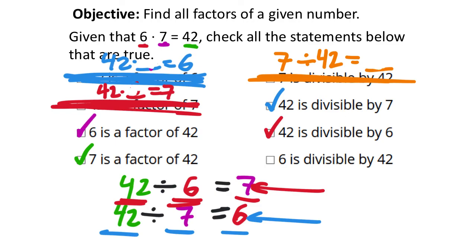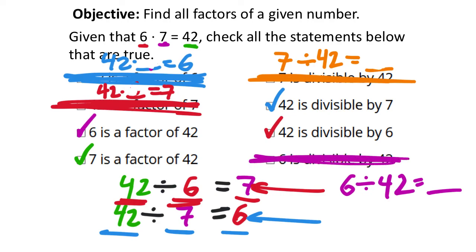Next up, 6 is divisible by 42. Again, it's kind of like what we have up there in orange. That's like saying 6 divided by 42 could equal some natural number, but it cannot. Again, it should be 7, by the way, but that's not part of our fact family. So that is also a false statement.